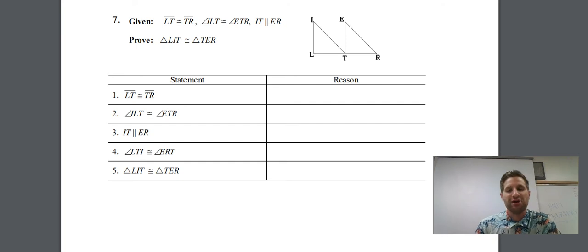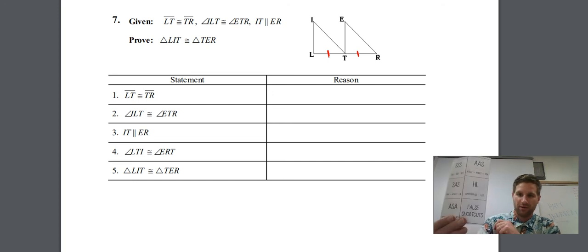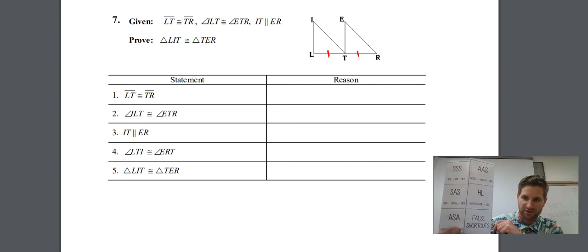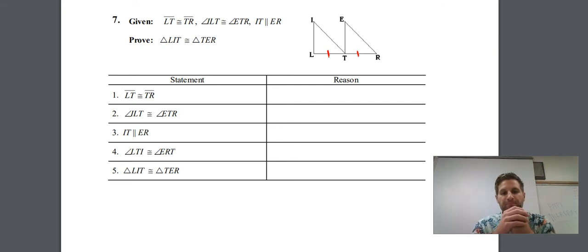Alright, here we go. First part of every proof is we think and analyze before we begin. So let's go ahead and mark some important information. LT is congruent to TR. Again, we're trying to prove these two triangles are congruent, LIT and TER, and to do that, we're going to use one of our special methods. We have this little sheet to help us. So those are our different methods that we can use. Let's see what else we got.